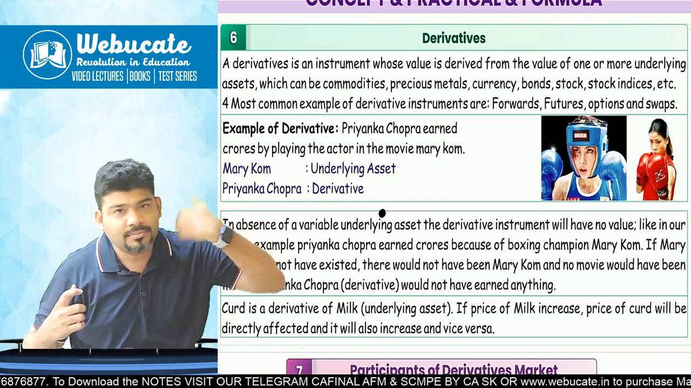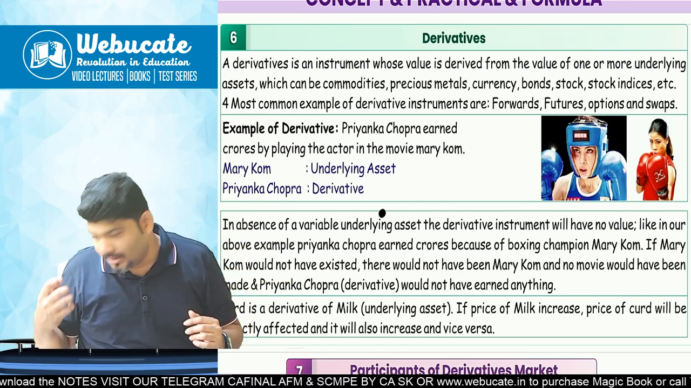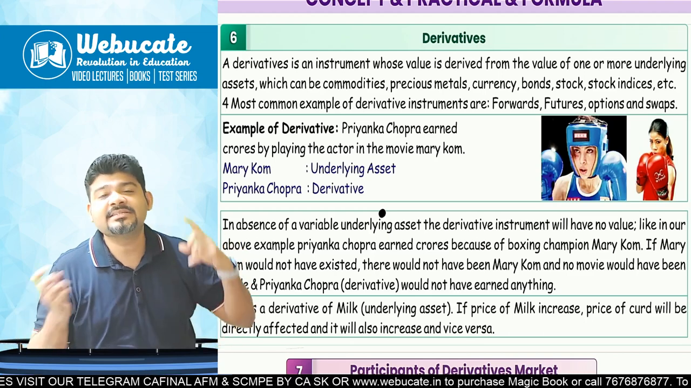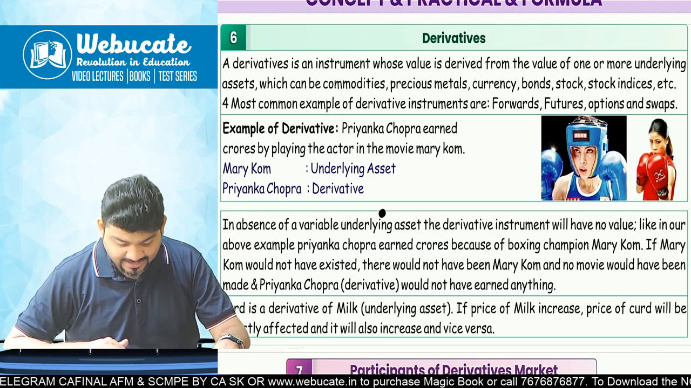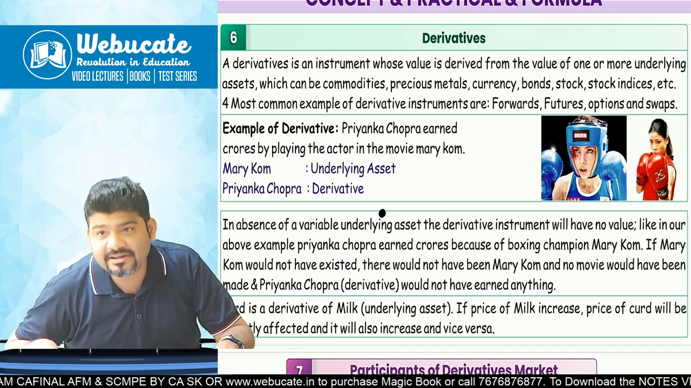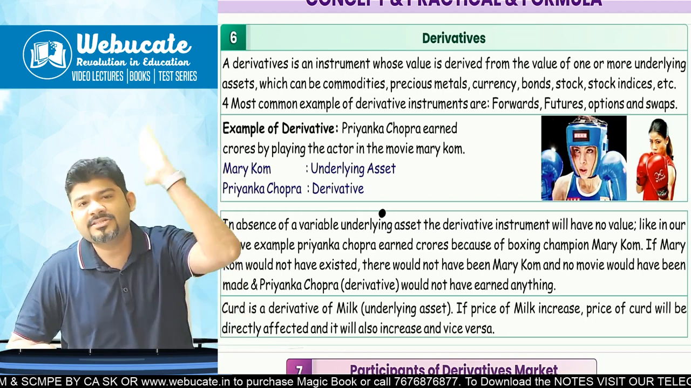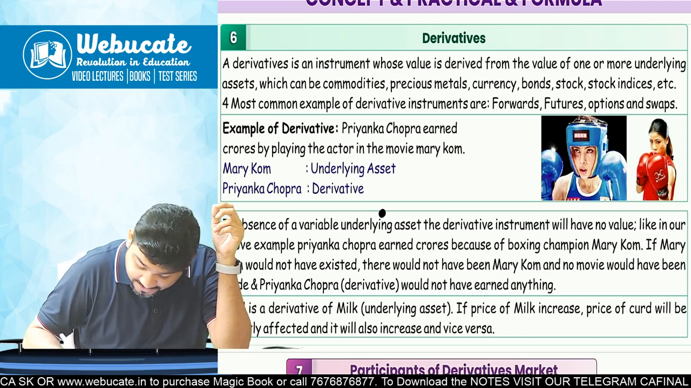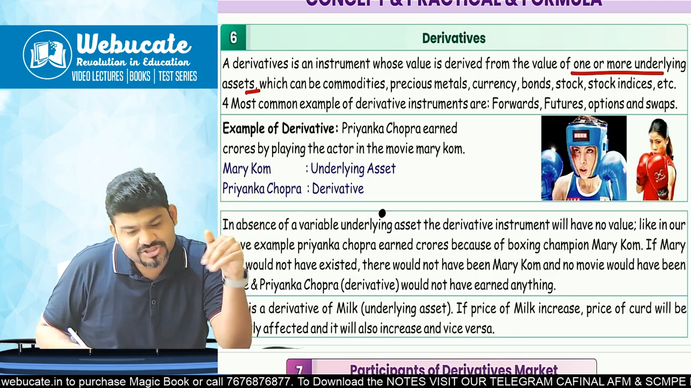Mary Kom to Priyanka Chopra, milk to curd, Reliance equity share to Reliance derivative, all this is an example of derivatives. Are you clear now of what is an underlying and what is a derivative? So that derivative is derived from the underlying and is also traded independently. Let's see. A derivative is an instrument whose value is derived from the value of one or more underlying assets, which can be anything.